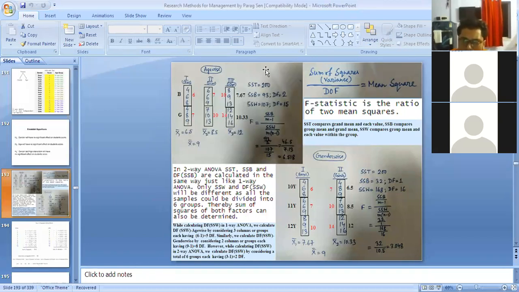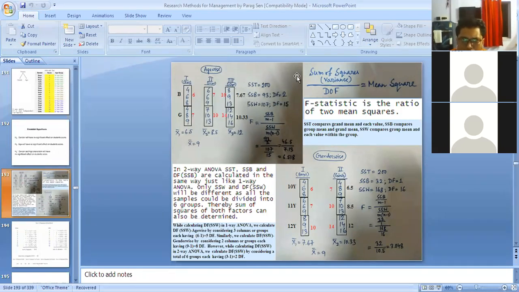So in that case, you can understand that in two-way ANOVA, the sum of square total will be the same like one-way ANOVA. Why? Because all the elements are the same. There are a total of 18 elements, and the same 18 elements you will get whenever you consider the two-way ANOVA. So this will be the same.